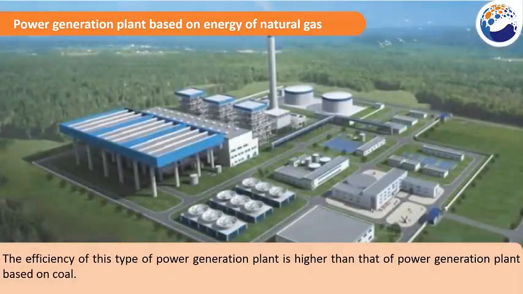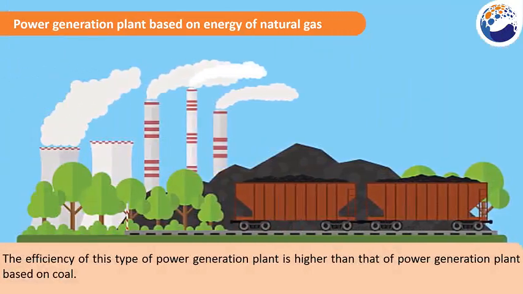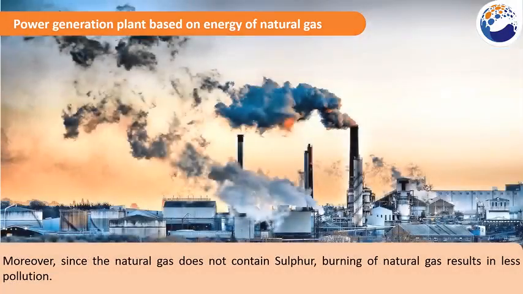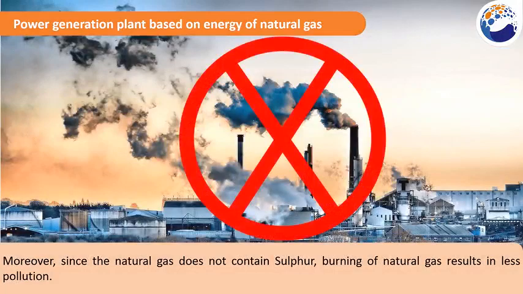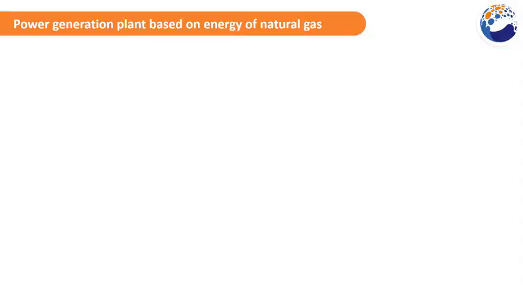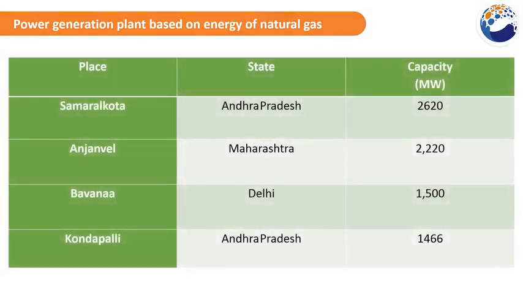The efficiency of this type of power generation plant is higher than that of power generation plant based on coal. Moreover, since natural gas does not contain sulfur, burning of natural gas results in less pollution. Some natural gas-based power plants and their capacities are listed below.